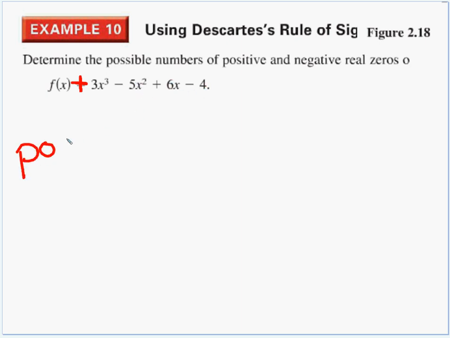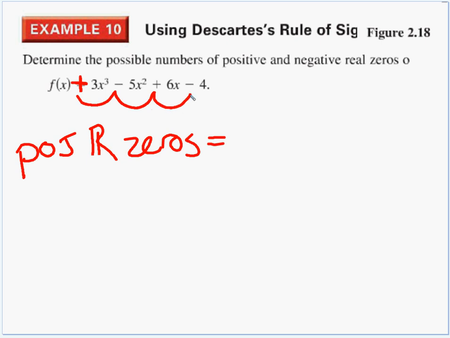So the positive real zeros, let's count the sign changes. Positive to negative, there's 1. Negative to positive, there's 2. Positive to negative, there's 3. So it could be 3 or it could be 1. Subtract 2 from it.